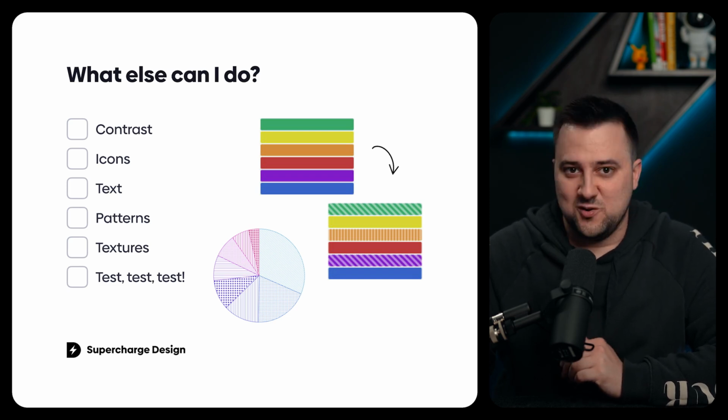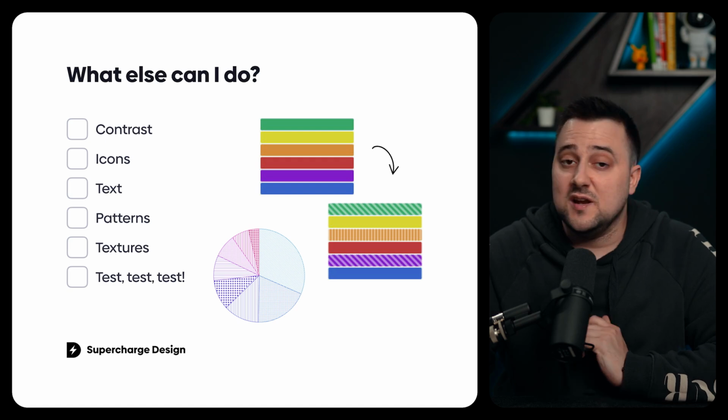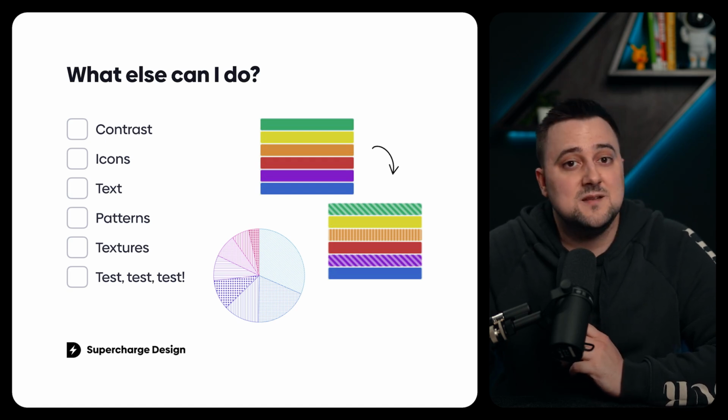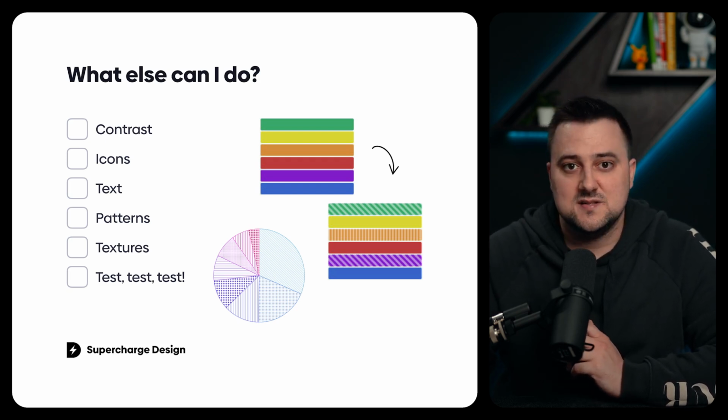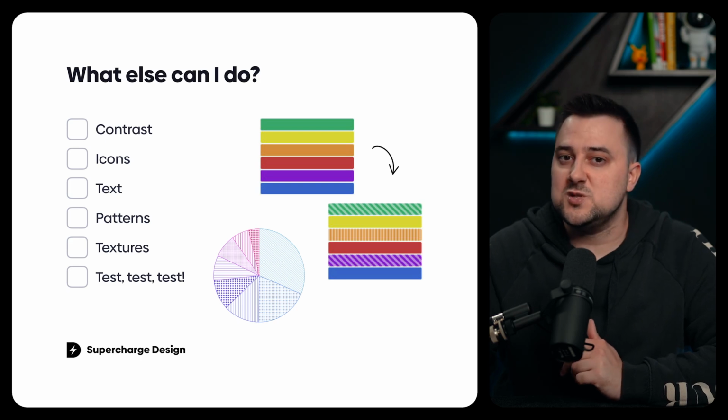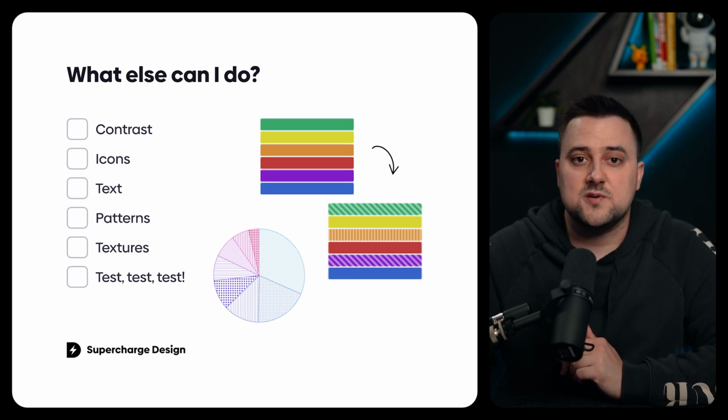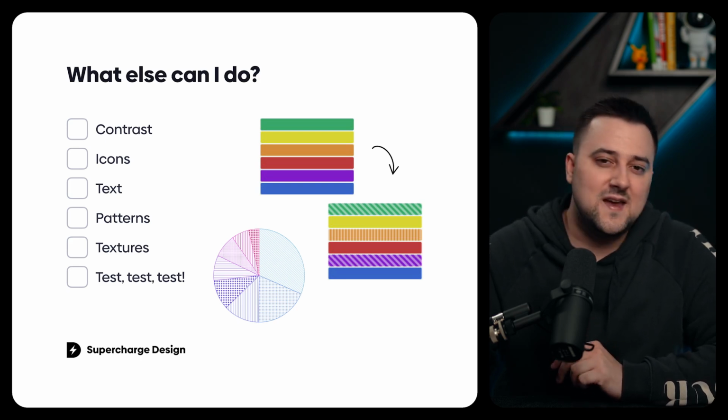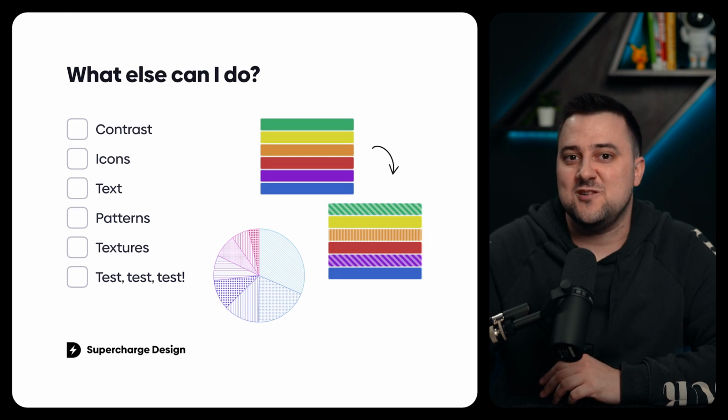Next tip is testing your interface. Don't assume that your interface is accessible just because it meets certain guidelines or standards. Test it with users with color vision deficiencies to see how they perceive it. This can help you identify any issues and make necessary adjustments.